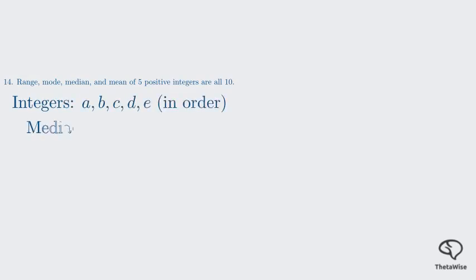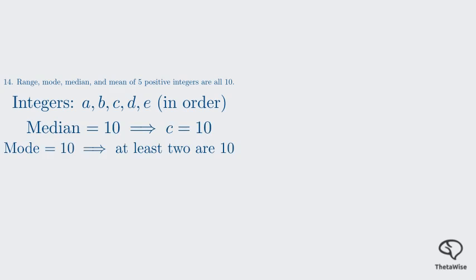Question 14 is a logic puzzle. We have 5 numbers. Let's list them in order: A, B, C, D, E. Since the median is 10, the third number is 10. For the mode to be 10, at least 2 numbers must be 10. Let's try making B or D equal to 10 as well.